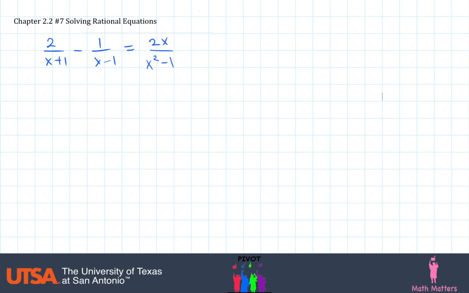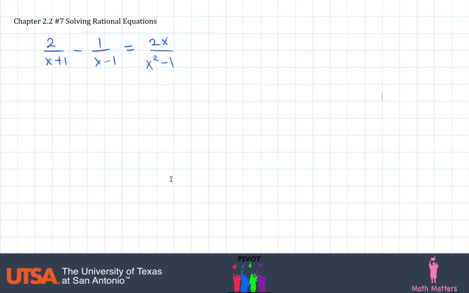Chapter 2.2, Example number 7, Solving Rational Equations. The problem states, solve the rational equation after factoring the denominators. And the problem reads, 2 over x plus 1 minus 1 over x minus 1 is equal to 2x over x squared minus 1. And then the problem also asks you to state the excluded values.